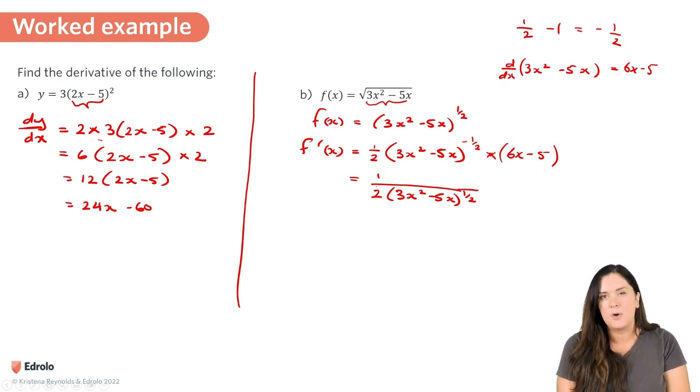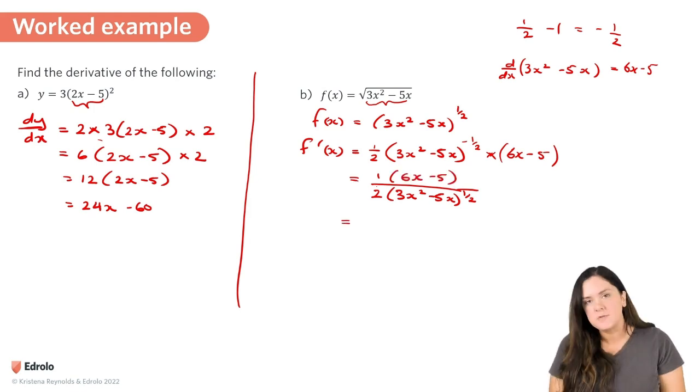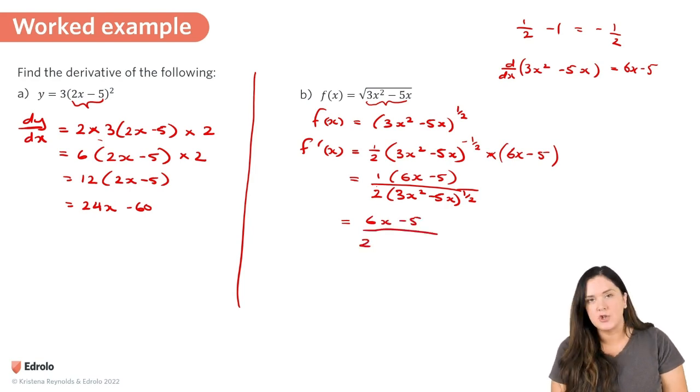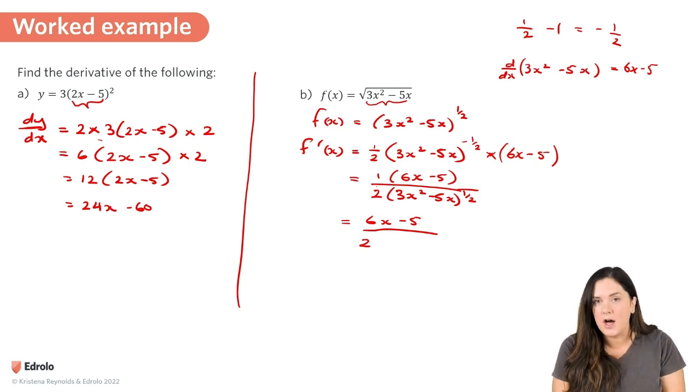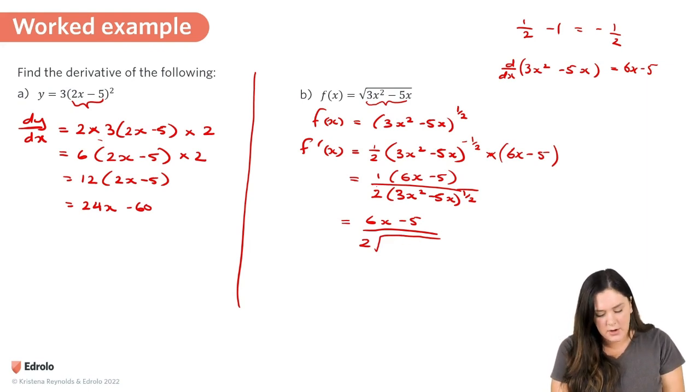And since we were multiplying by 6x take away 5, that can just go on the top there. So I'm just going to rewrite that a little bit nicer. So we end up getting 6x take away 5 divided by 2 times the square root of what's in the bracket there. So I could leave it as a power of a half, or I could change it back to a square root. So I might do that one. So we end up getting 2 times the square root of 3x squared, take 5x.